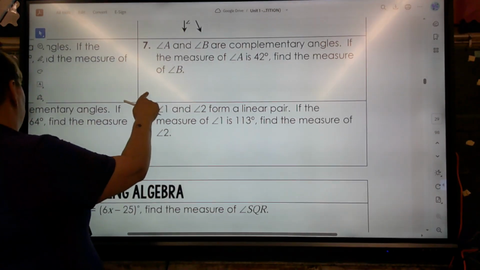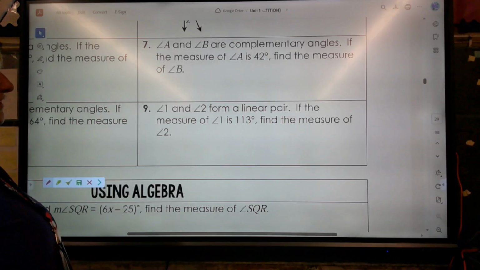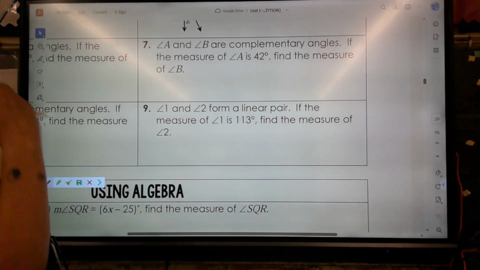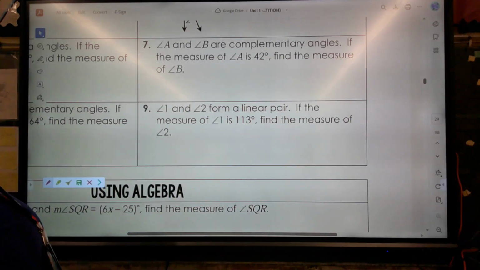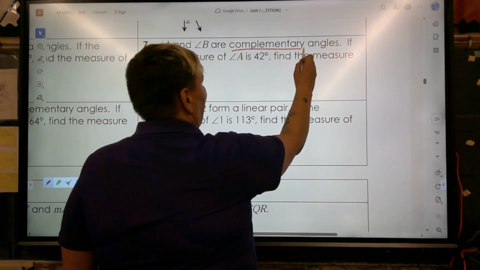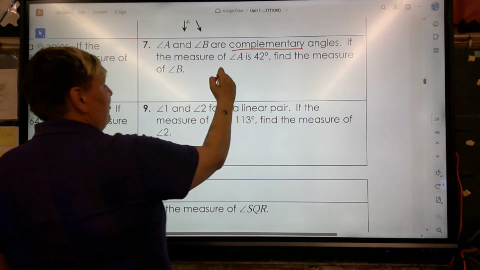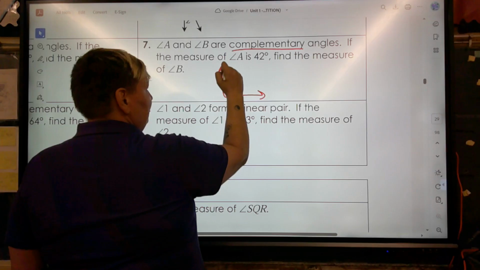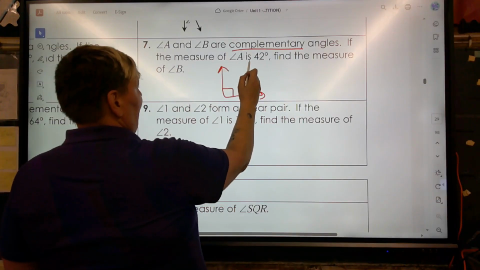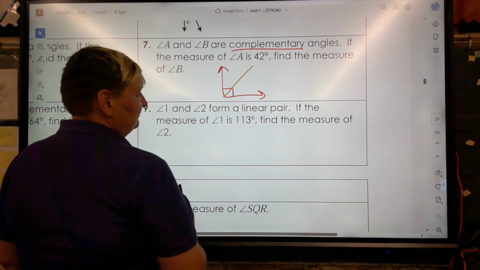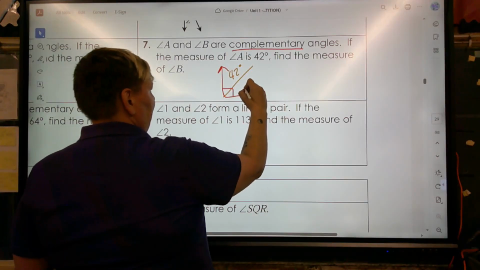Let's see. Number 7. Angle A and angle B are complementary angles. If the measure of angle A is 42, find the measure of angle B. All right, so what do we know about complementary angles? They have to add up to 90 degrees. So let's draw it. It doesn't have to be perfect. It has to add up to 90 degrees, right? The measure of angle A is 42. Find the measure of angle B.